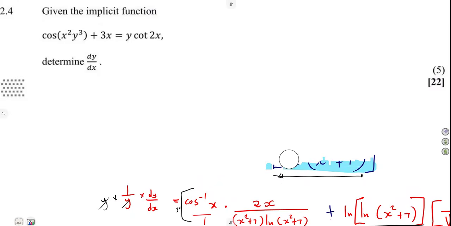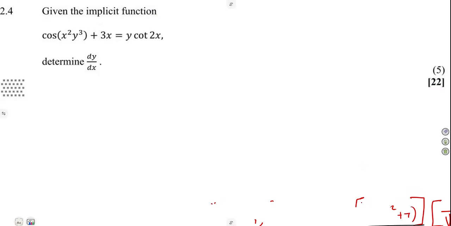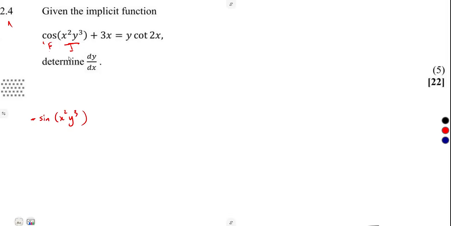So we need dy/dx from this implicit equation. What you can simply do here is determine dy/dx. For a cos, we have a function and an inner expression. The derivative of cos changes to a negative, so it's going to be negative sine of x squared y cubed. That's our function times the inner expression.